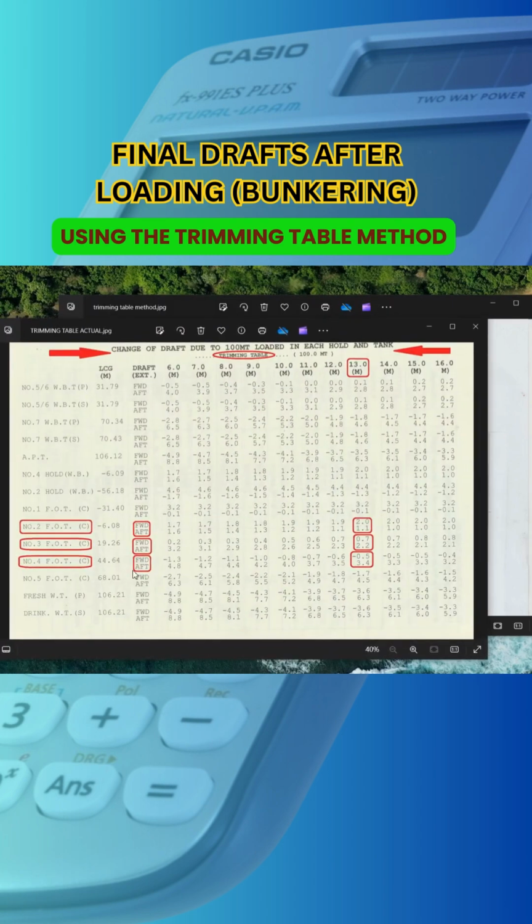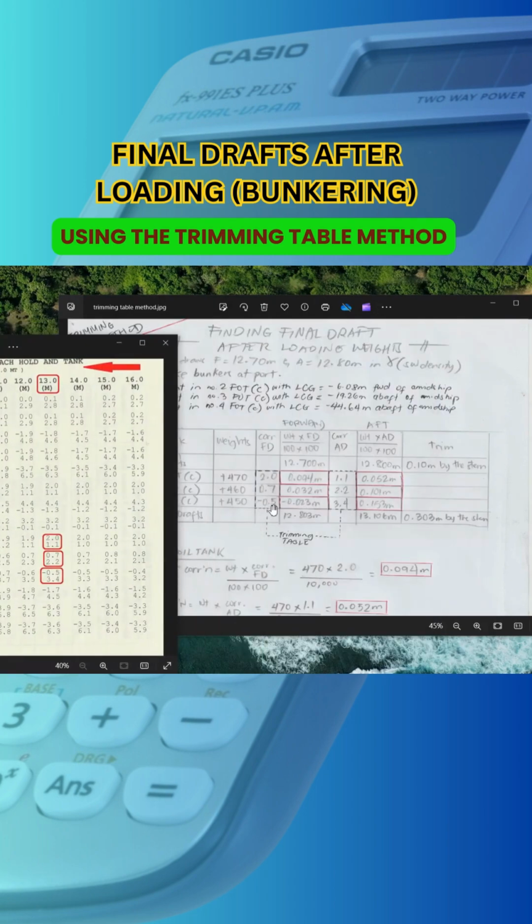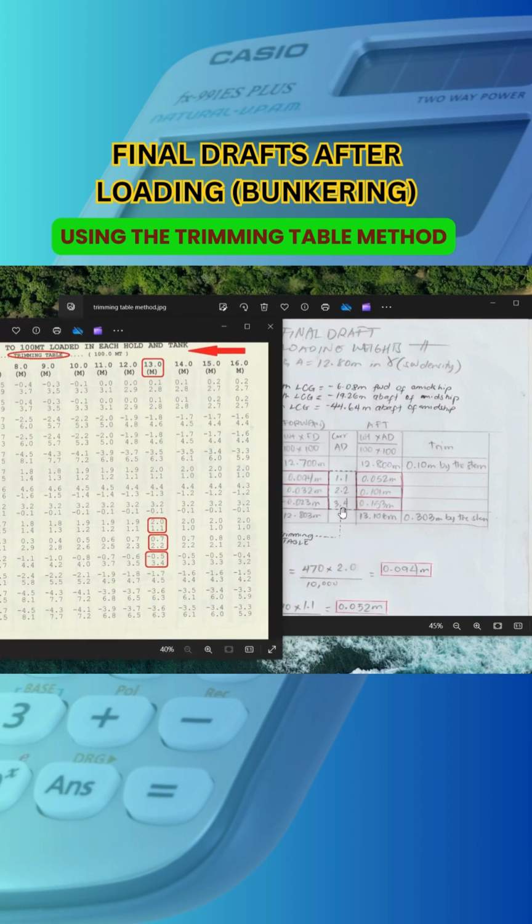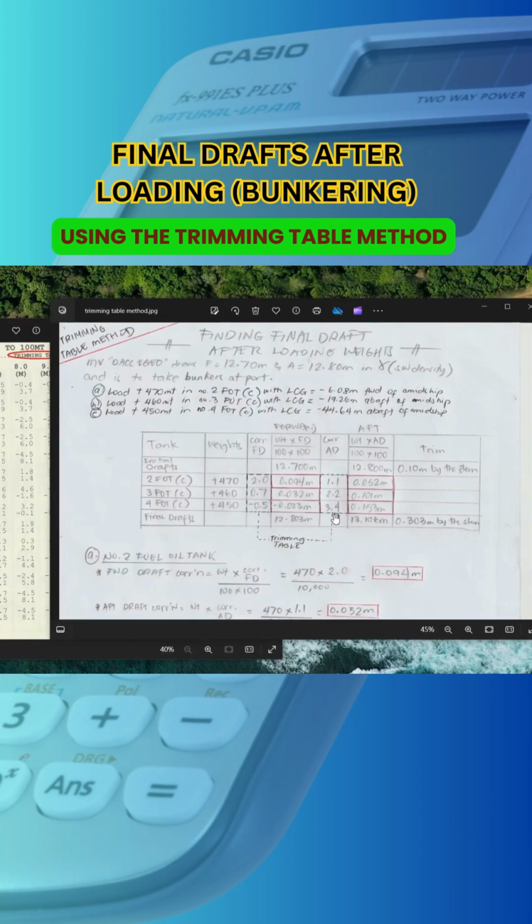Same goes with number 4 fuel oil tank, forward, negative 0.5. The answer here is negative 0.5. For aft correction, 3.4. I have put 3.4 here. There we go, at the trimming table.